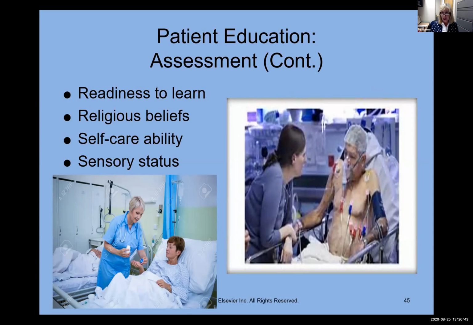So if we look at this poor guy sitting up in the bed, he's obviously in distress, right? Does he look ready to learn about the daily ibuprofen he takes at home for his arthritis? No, not at all. He's in distress.